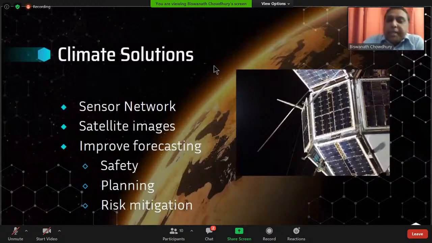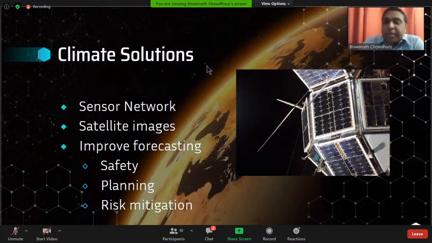So to mitigate the effects of climate change, we are developing a range of new technology solutions in Silicon Valley. Some of these technologies which are being developed are new low-cost sensors. These sensors can measure temperature, humidity, pressure, and also there are new satellites which provide more improved remote sensing. So using this data from the sensor network and the satellite images, we can provide better weather and climate forecasts.